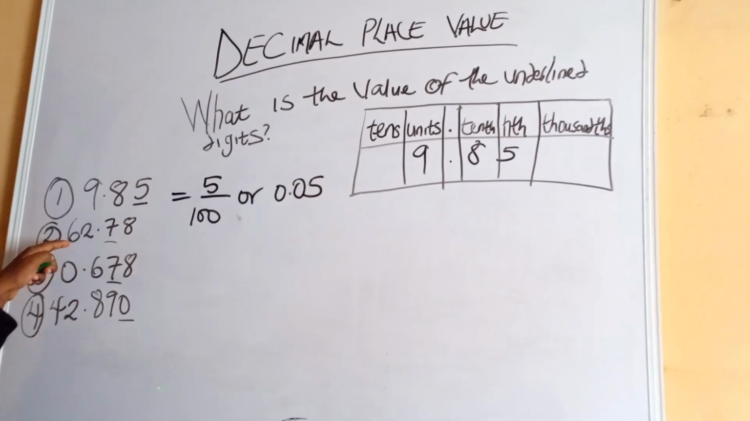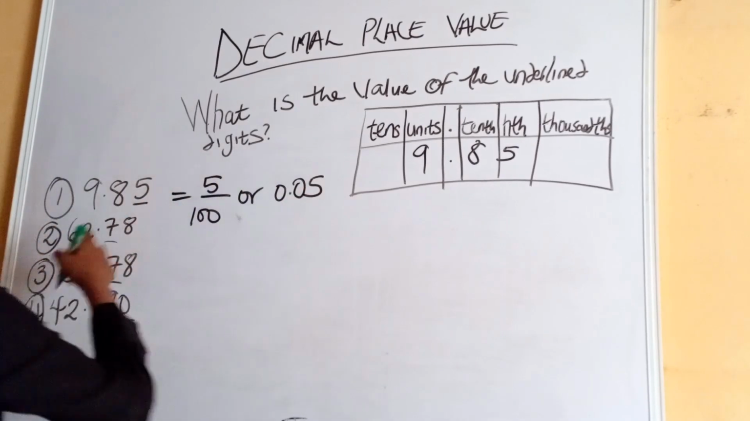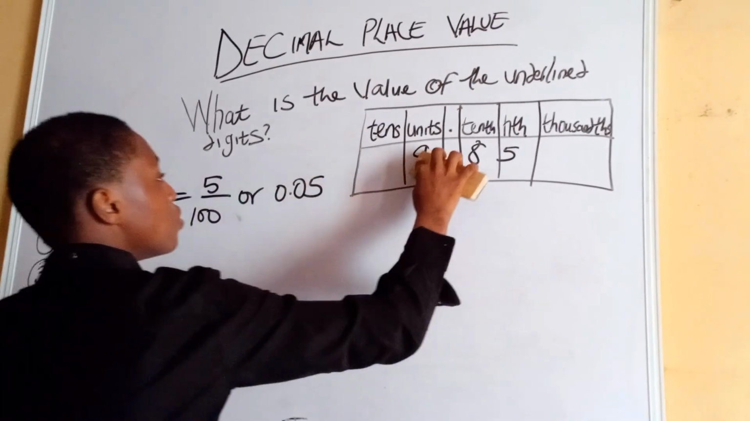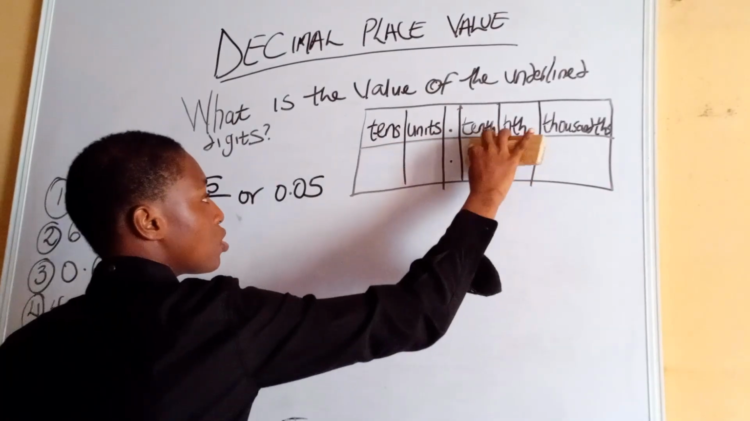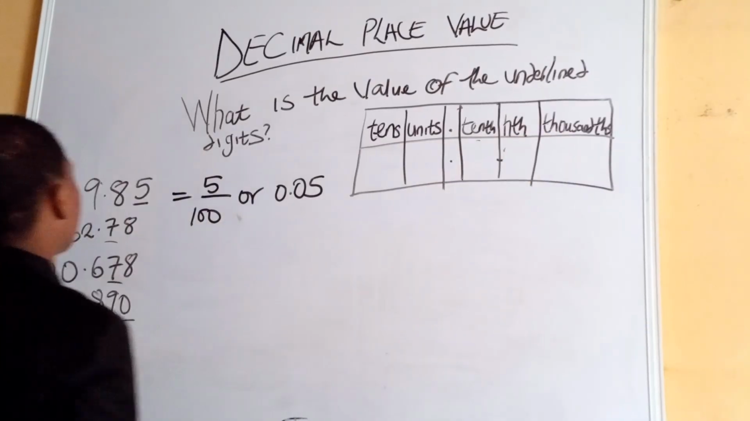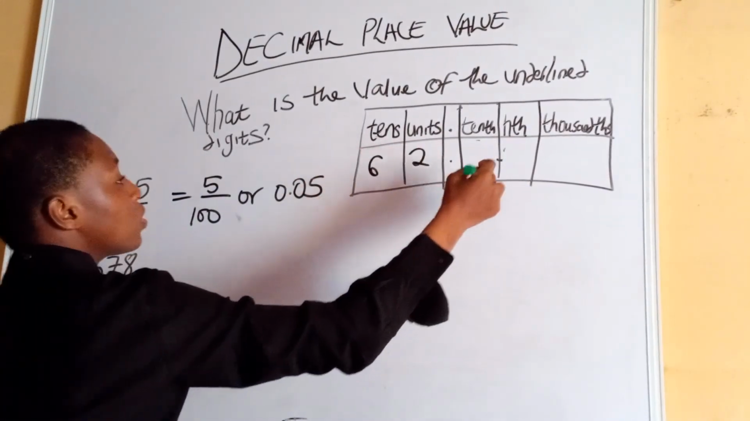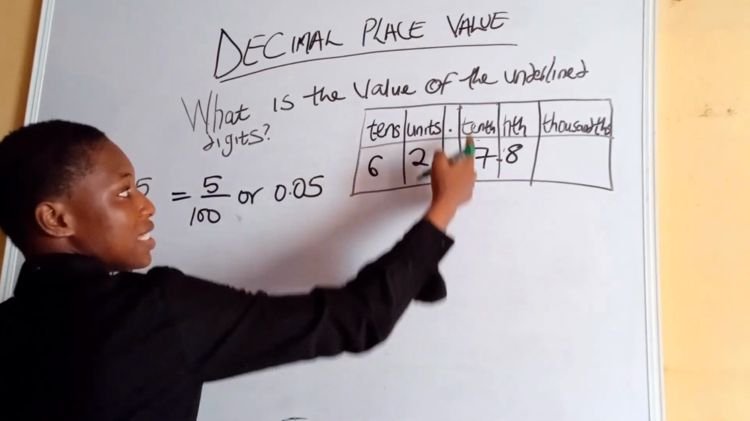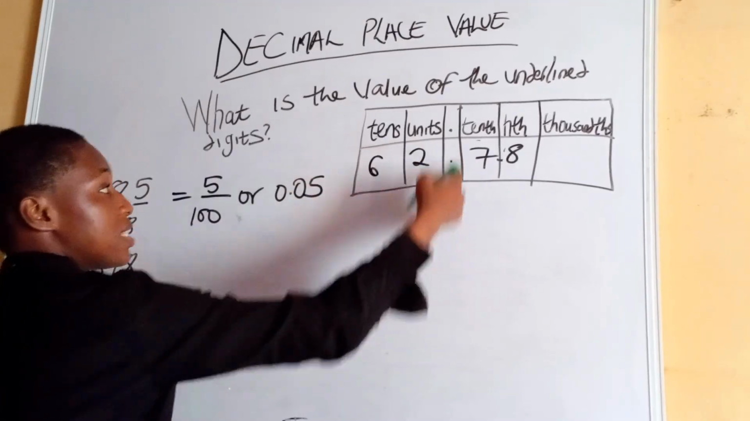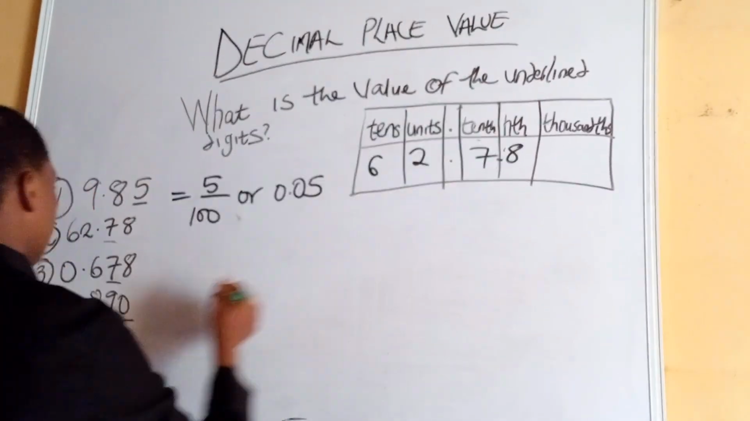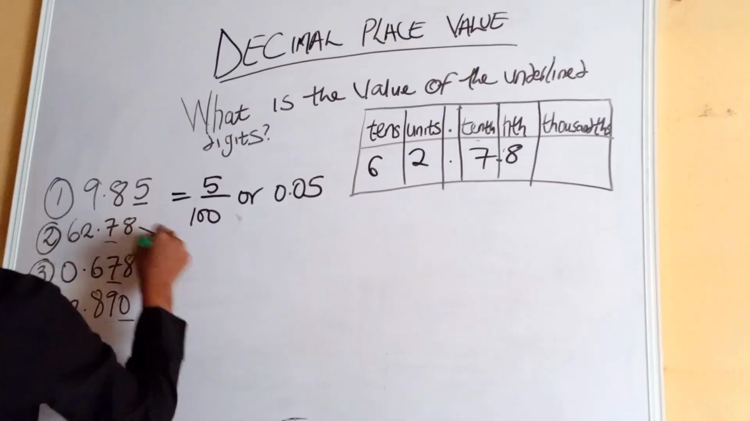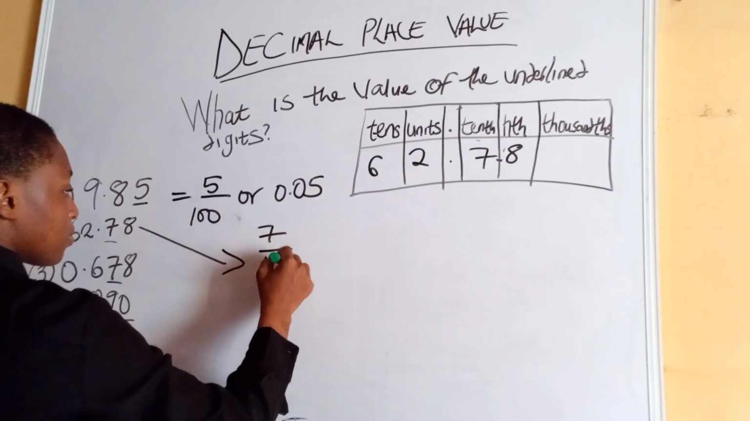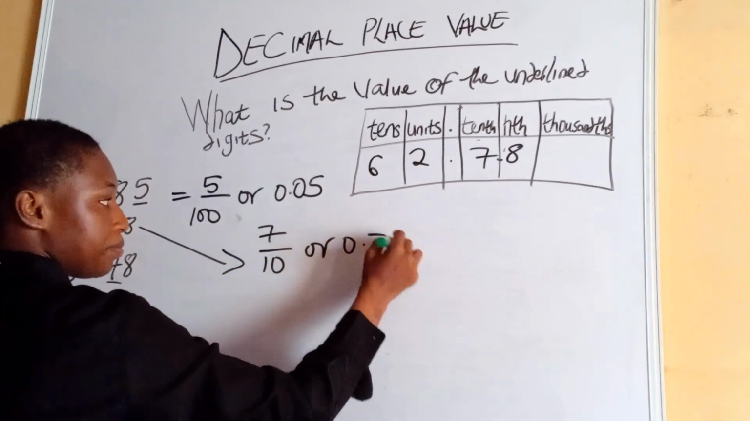Now for question 2, it says, what's the value of the underlined digit? Let me input question 2 in the chat. So we have for question 2, 62.78. So we know that the underlined digit 7 is under the tenth place value. So that will be, for question 2, 7 all over 10, or 0.7.